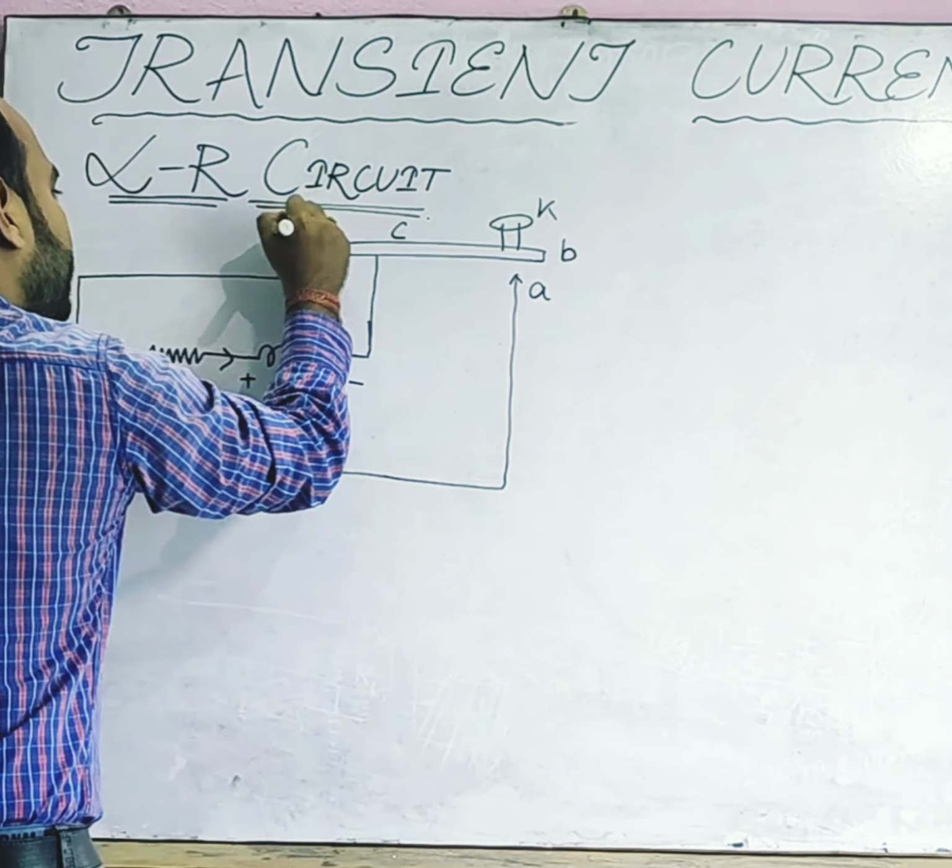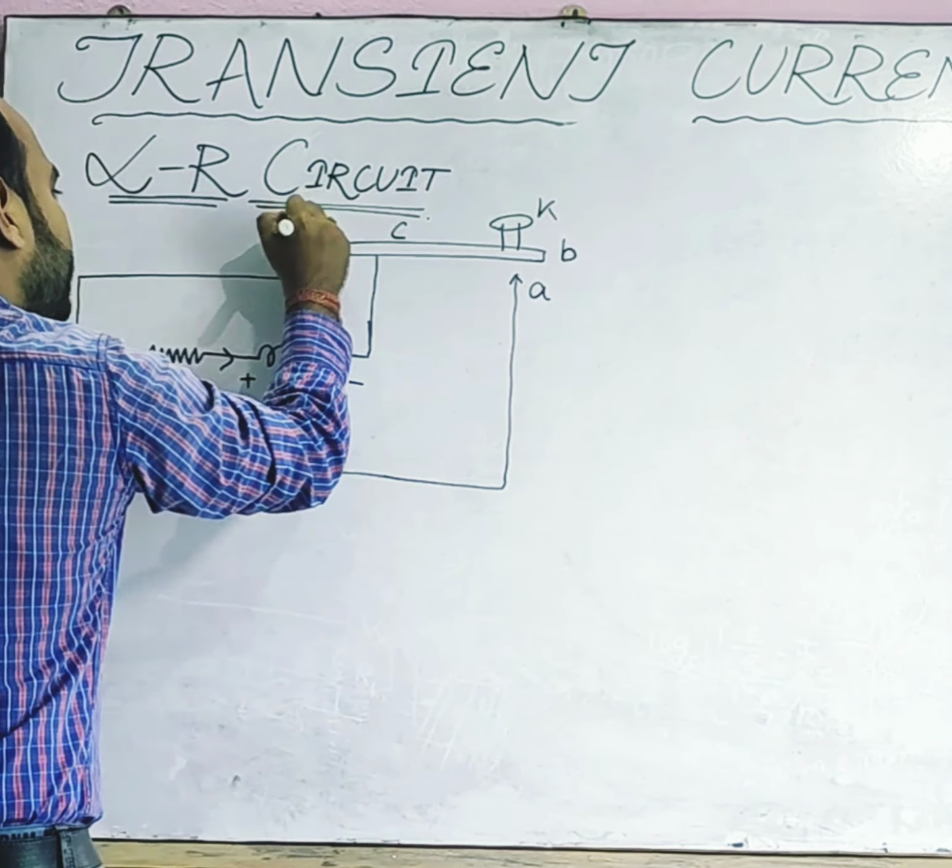When the knob K is pressed, the terminals A and B are connected and the current in the circuit increases from 0 to a maximum value. This is called the growth of current in the circuit. And when the knob K is released, the terminals D and E are connected and the current decreases from the maximum value towards 0, and this is called decay of the current. Now, let us discuss the instantaneous current first in the growth.